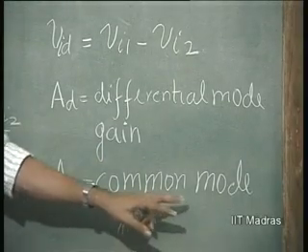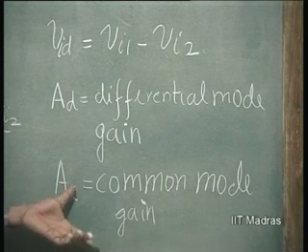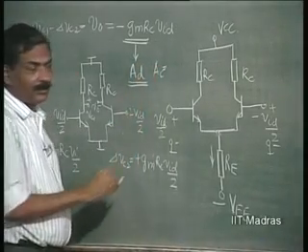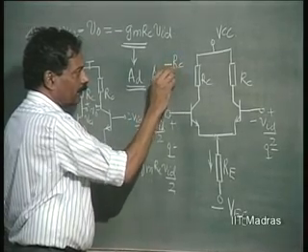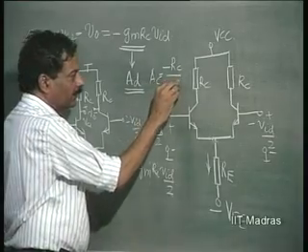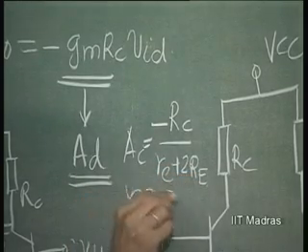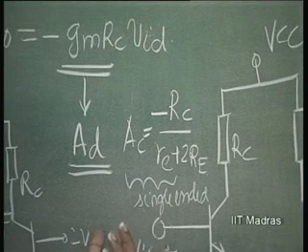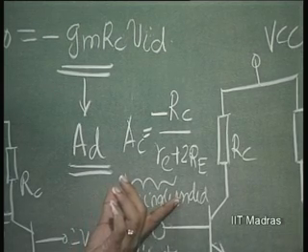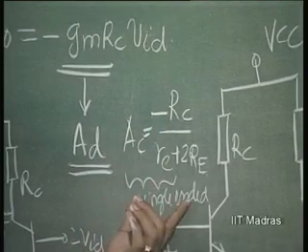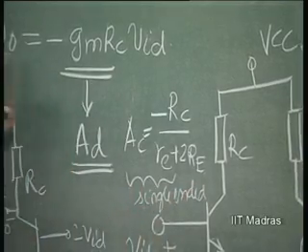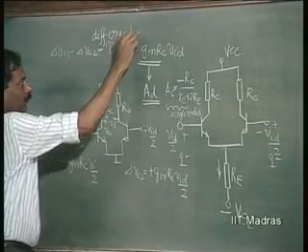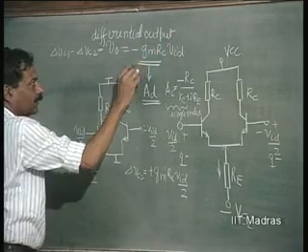AC is the common mode gain, which we have already evaluated in the last class. So AC is equal to how much? Minus RC divided by RE plus twice capital RE. Now, this is for what? Single ended output. Do you remember that? Because for differential output, it is still 0 by symmetry. AC is 0. But for single ended output, it is minus RC divided by RE plus 2RE. For differential output, the gain is GM into RC.